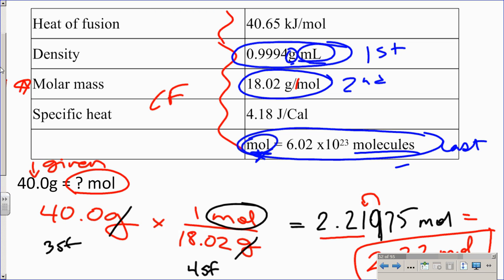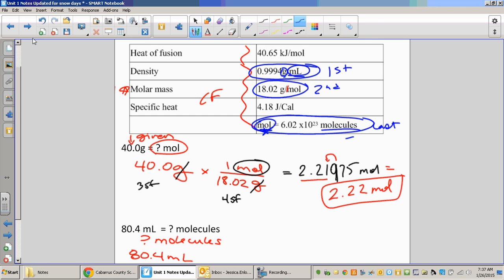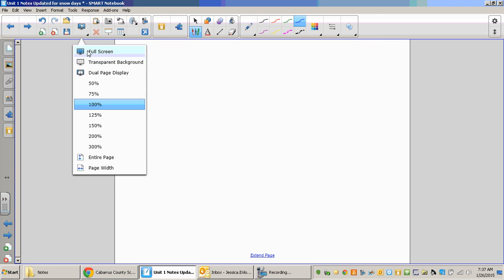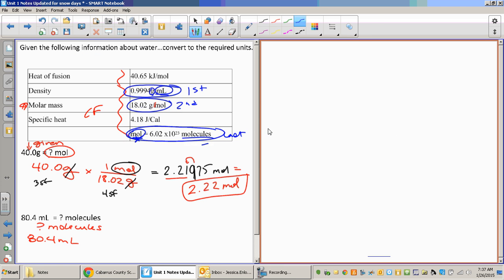I'm going to give myself a page here. Hopefully you guys can still see that a little bit here. And I can tell you the numbers. So the first thing I'm writing is 80.4 milliliters. And so I need to cancel out what? Milliliters. So I'm going to put it on the bottom.